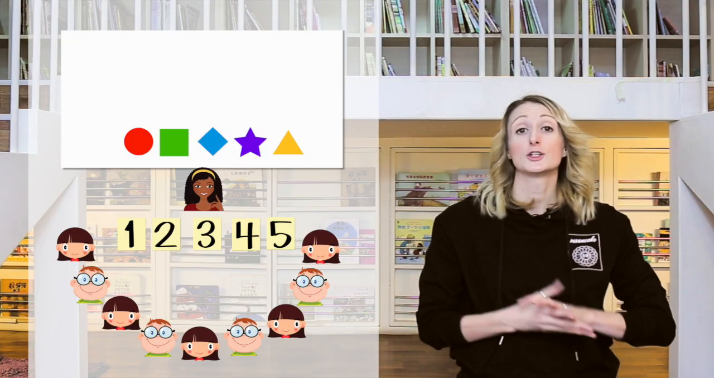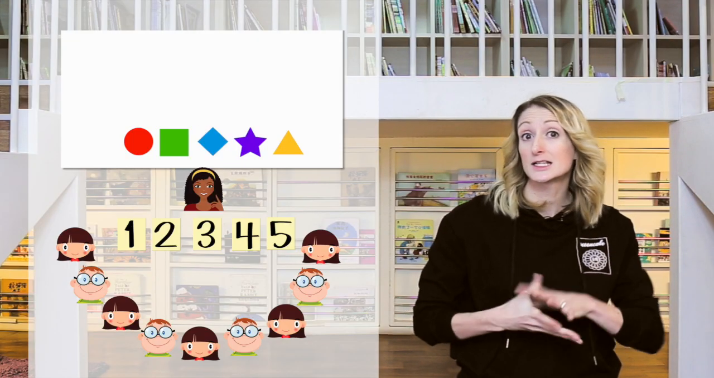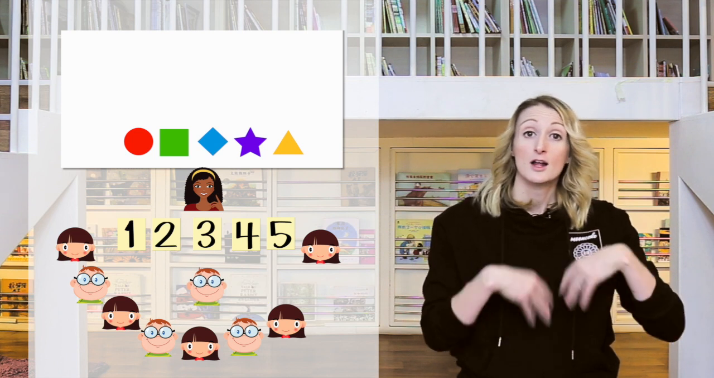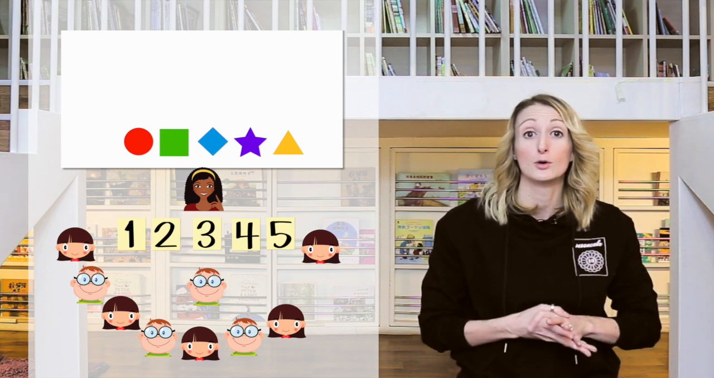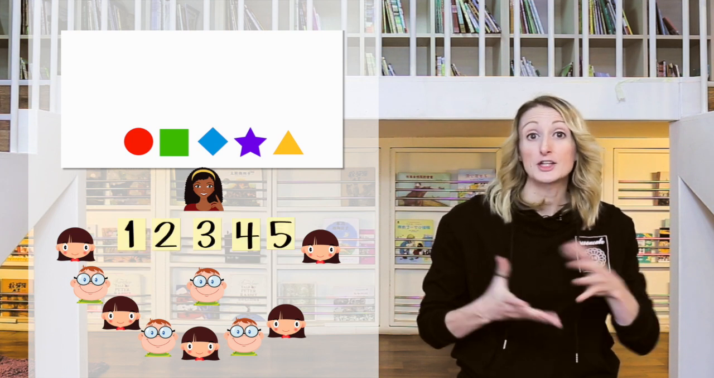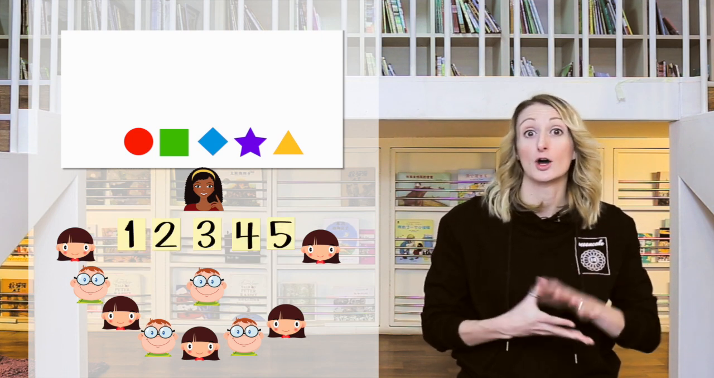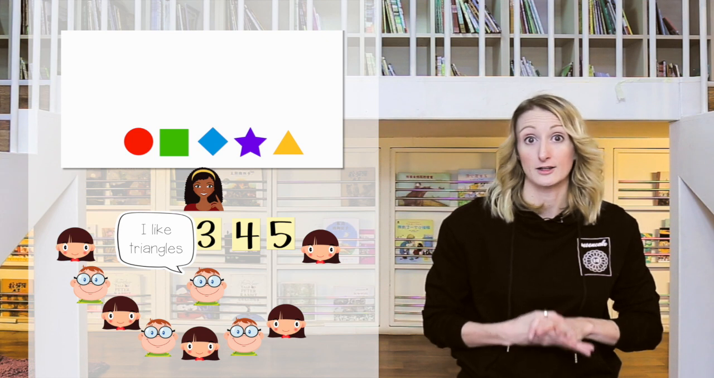If you're not sure how to use TPR in the classroom, then you can check out my video on TPR, linked below. Next, you're going to choose one student who's been participating particularly well to come to the middle. The whole class as a group are then going to ask that student a target question. For example, what shape do you like? That student then needs to choose a shape and tell the whole class, I like triangles.